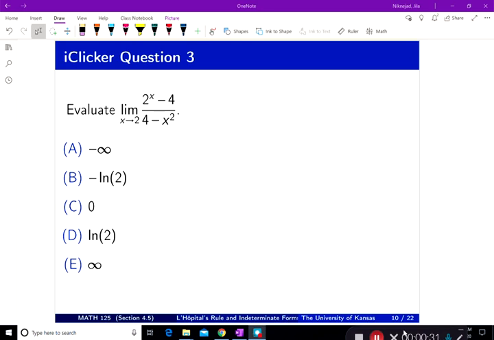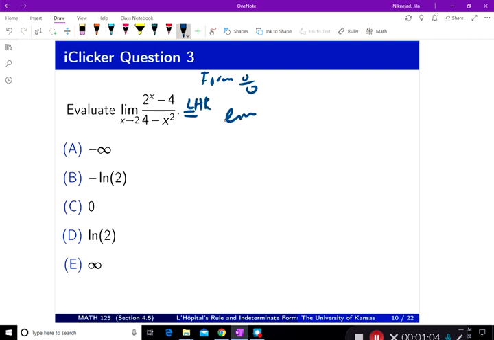Okay, so now that you paused, let's see. If I plug in 2 for x, I get 2 to the power 2 minus 4, which is 0. And in the bottom, I get 4 minus 2 to the power 2, 0. So the form is 0 over 0. And notice, when I have the exponential function, it's not easy to do other methods. Basically, we don't have any tools yet besides the LHR. So I'm going to do an LHR.